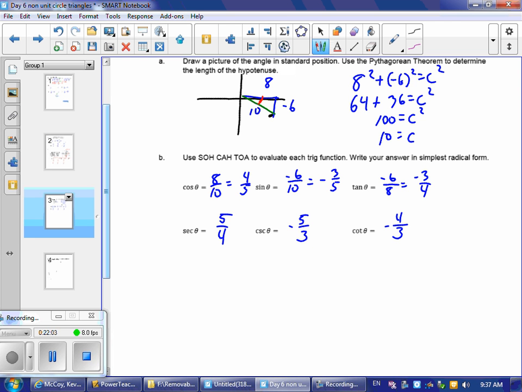Okay, not really very difficult to do. You just have to be able to find where that point is, sketch the appropriate angle, use the Pythagorean theorem to figure out the rest of it, and then fill in the 6 trig functions.